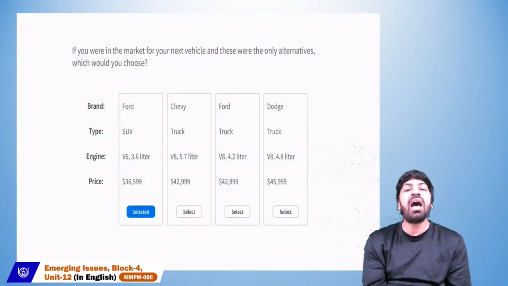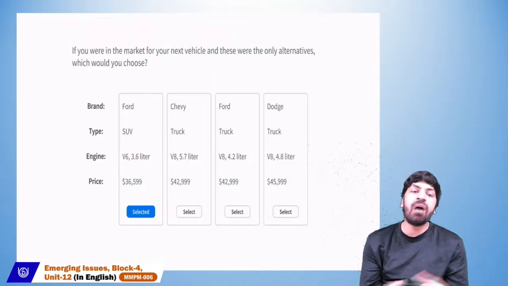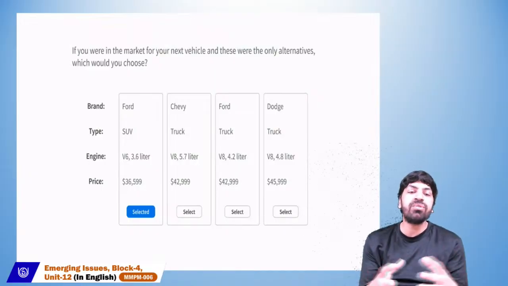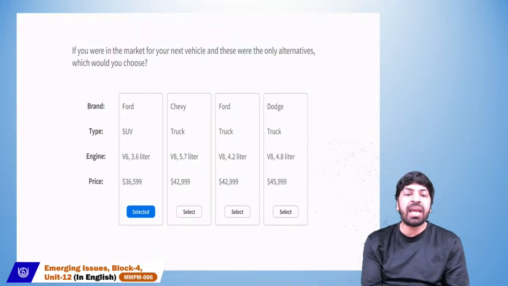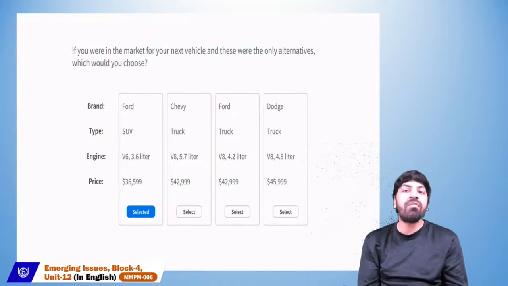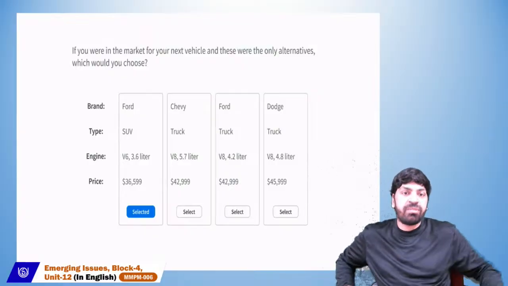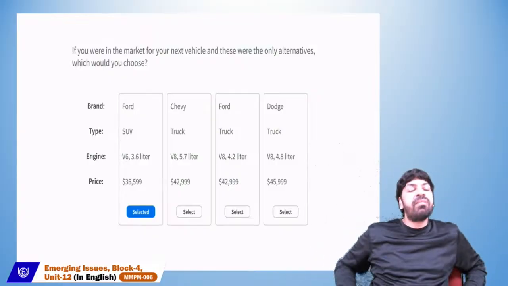So you can look at how the analysis is to be done. We have categorized into brand, type, and engine like this, and we have to select any of the alternatives so that we can easily analyze our results.